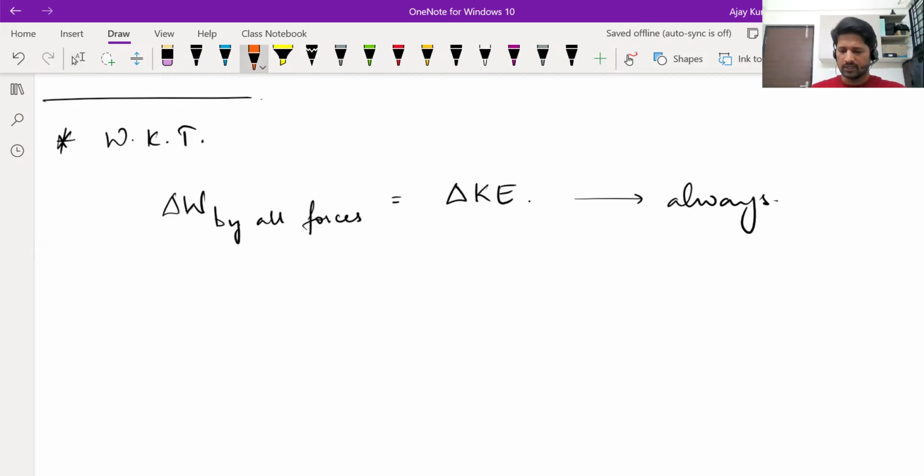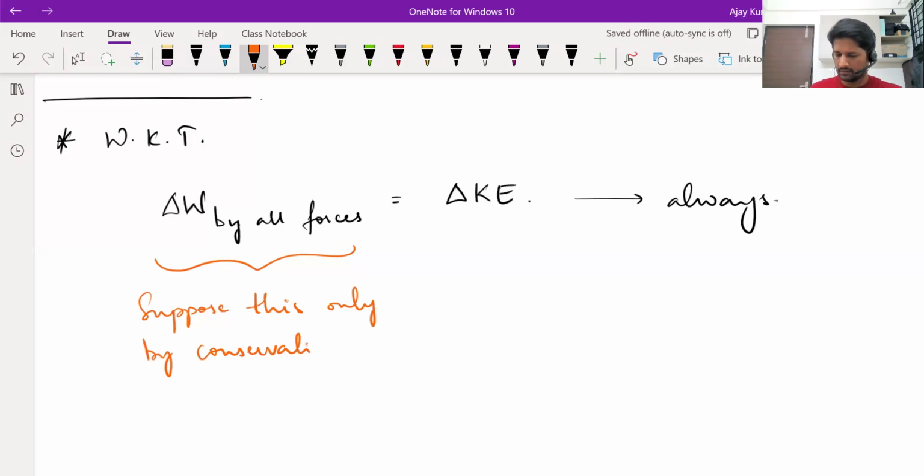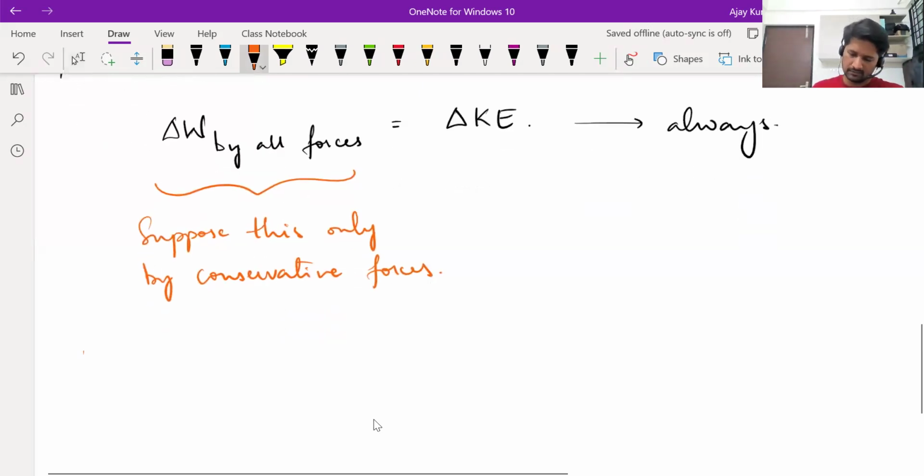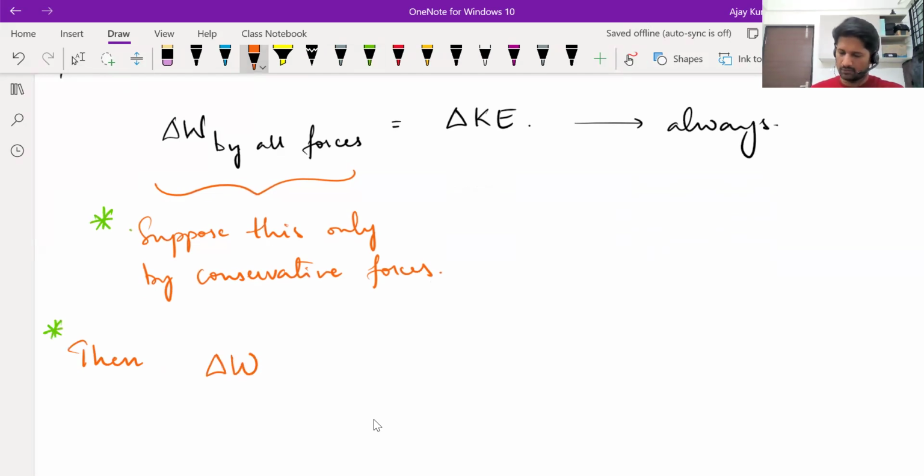Suppose the work done by all the forces is only by conservative forces. That means the work done by non-conservative forces is zero in a particular situation, so all the work done is done by conservative forces only. We have introduced a condition here. Under this condition, the work done becomes the negative of the change in potential energy, because delta U, the change in potential energy, is the negative of work done by conservative forces.